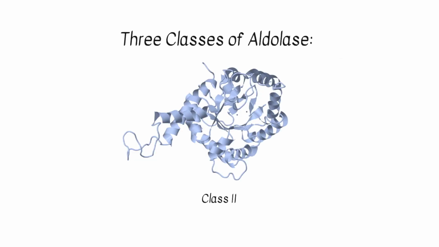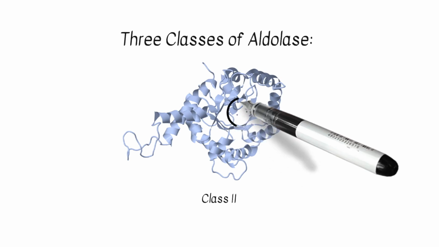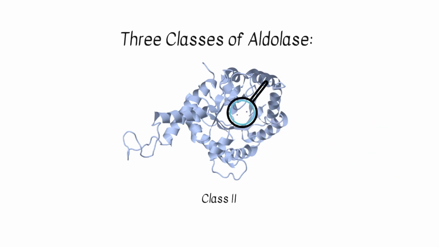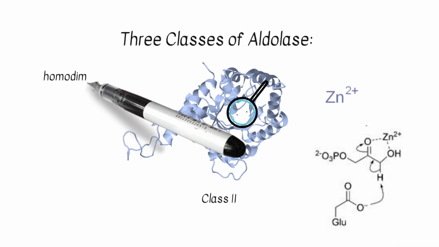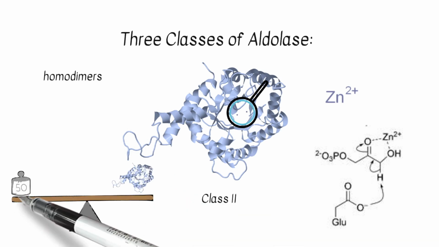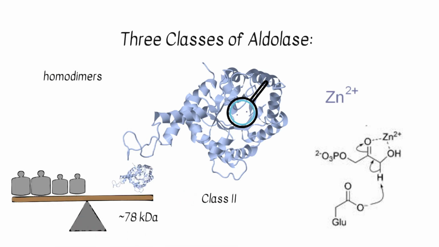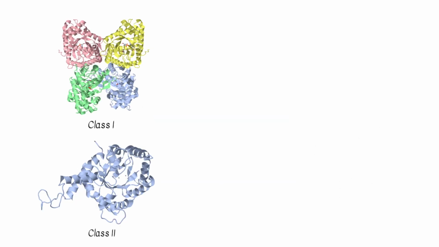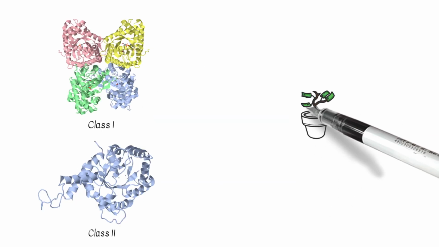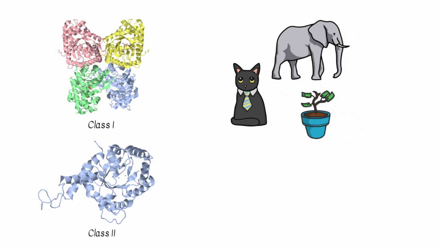Class 2 aldolases, on the other hand, are metal-dependent and rely on divalent ions, typically zinc 2+, to stabilize the carbanion intermediate formed by the substrate within the active site. Class 2 aldolases typically form homodimers with a total molecular weight of approximately 78 kilodaltons, but can also form tetramers and octamers.